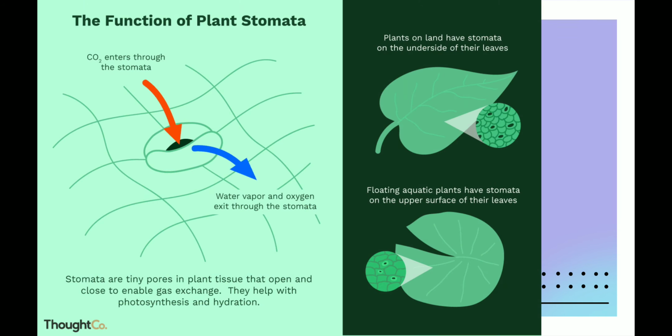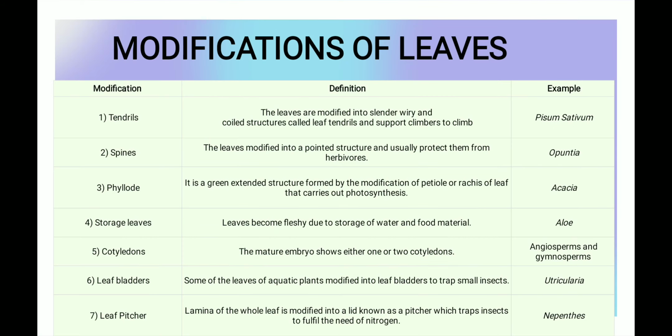Okay. So there are modifications on leaves. They are modified for special functions, for example, climbing and substrate attachment, storage, protection against predation or climatic conditions, or trapping and digesting insect prey. I have here 7 modifications, but actually there are so many more. But let's talk about these modifications that are here on the screen.